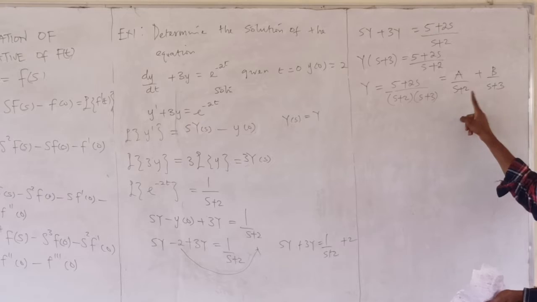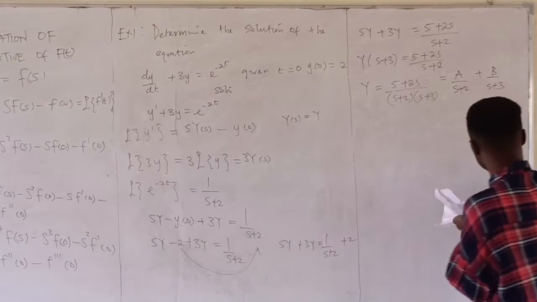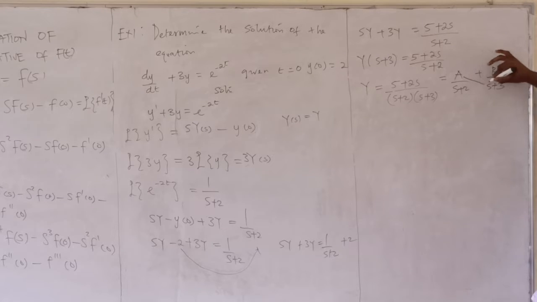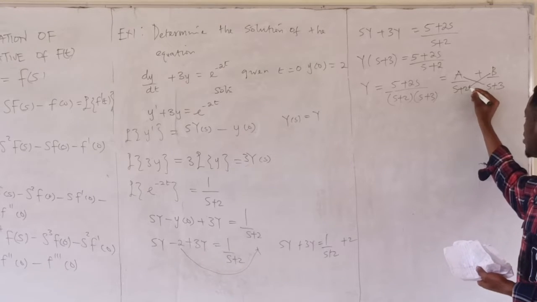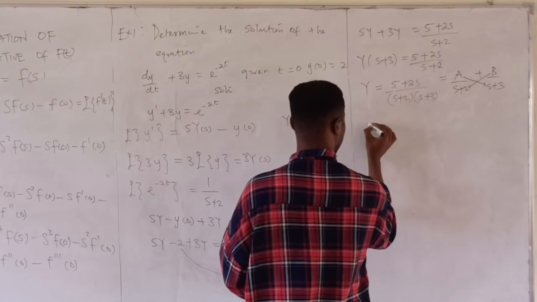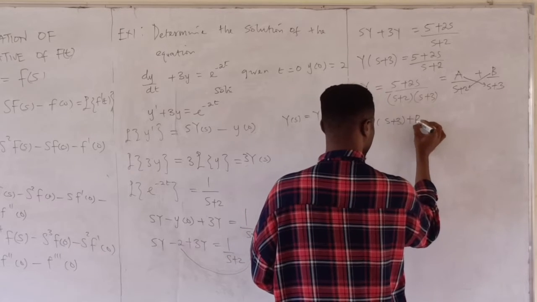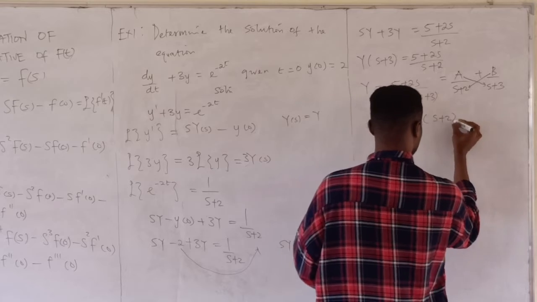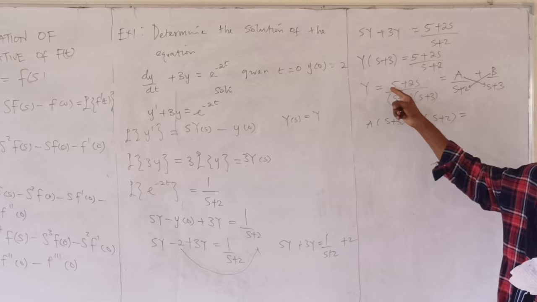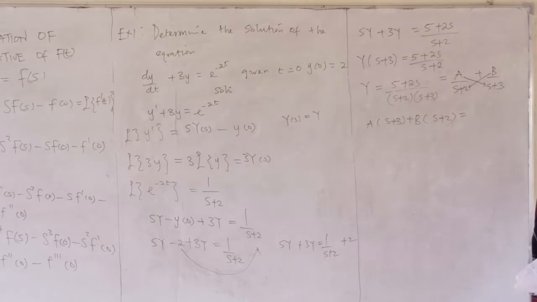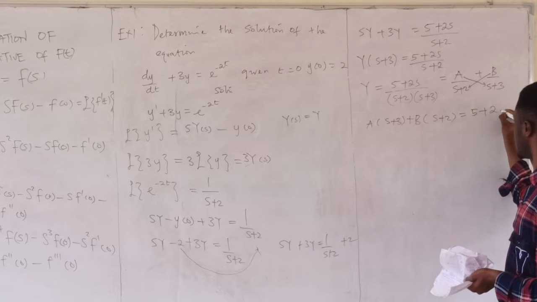Just look at the denominators and impute them under the a and the b. The next thing you are going to do is to multiply a by the denominator of b and multiply b by the denominator of a. So if you do that, what we are going to have is a into s plus 3 plus b into s plus 2. When you have gotten that, this should be equal to the numerator of the original function that you were doing, so what you are going to have now is 5 plus 2s.